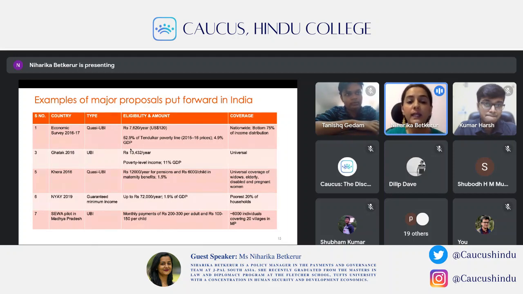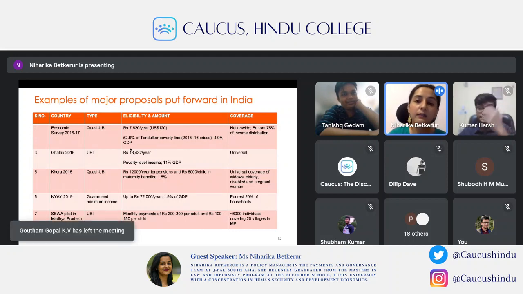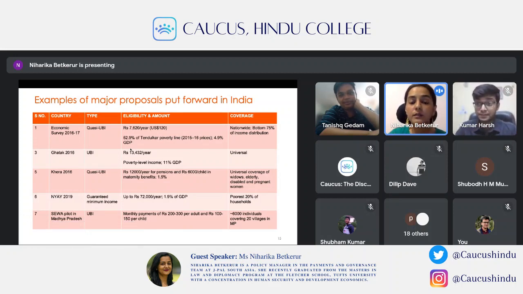which is not a UBI, it's a guaranteed minimum income, which means that the poorest 20% of the households would be given 72,000 per year. And this was basically keeping in mind that the median income is rupees 12,000. All these households earn less than that. They earn around rupees 6,000. So giving them that difference in order to get them to that common minimum floor. That was the idea behind Nyay, which is a little different from a typical UBI.